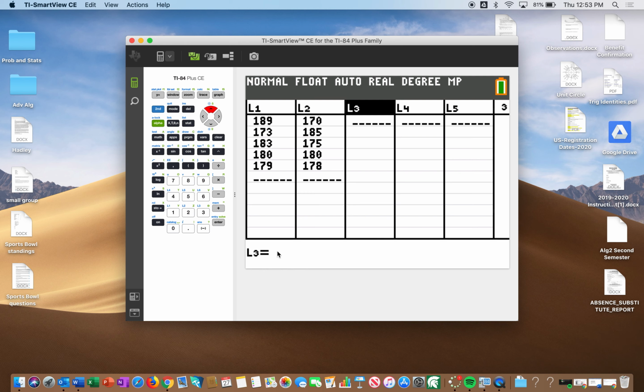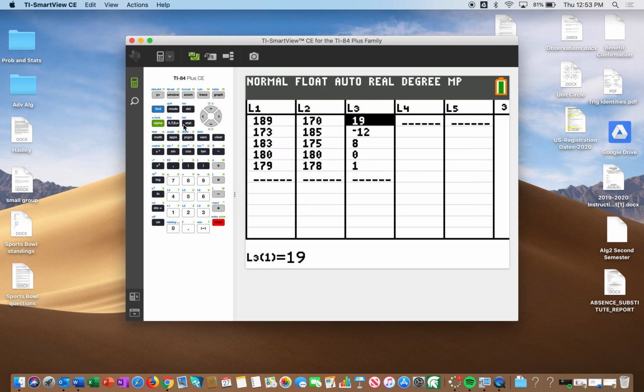So where it says L3 down here, I'm going to come down here and I'm going to highlight the L3. And right above the number 1, there's a little L1. I'm going to hit second L1 minus second L2. And what that's going to do for me in L3, if I hit enter, it gives me all the differences. All right, so it gives me all the differences right there in L3. So it does all the subtraction for me, which is pretty nice.